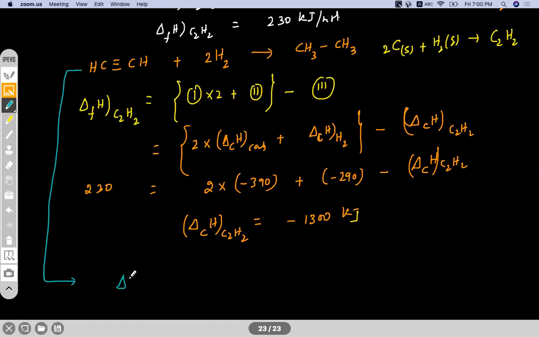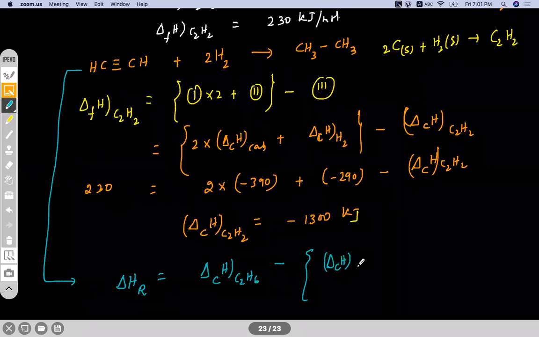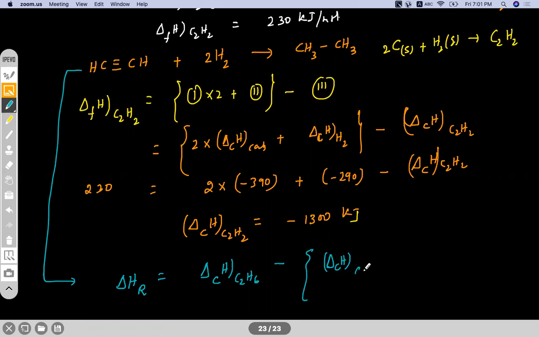So in this, the enthalpy of reaction would be the enthalpy of combustion of C2H6, the product, minus the enthalpy of combustion of C2H2, plus the enthalpy of combustion of hydrogen into 2. This is what we need to write, because we have 2H2 here, no? So we need to multiply by 2.